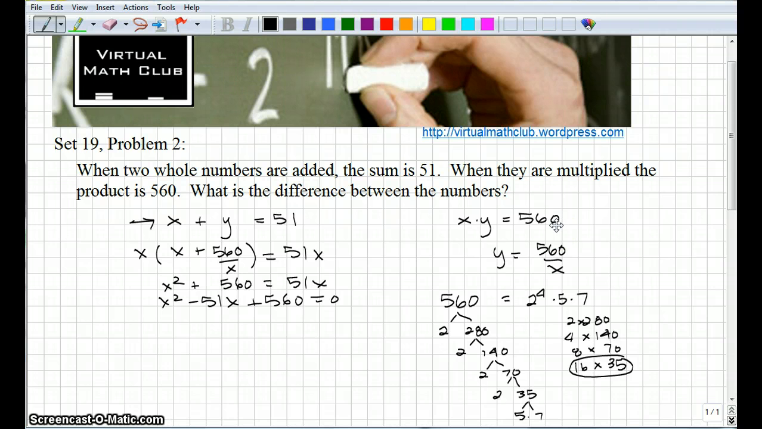So hey, those work. But don't forget, you've got to go back and read the question. They didn't ask you what the factors are. They asked you what is the difference between the numbers. So we have 35 and we have 16, so let's just subtract the two and we get 19. So this is the actual answer, 19, because if you read the problem, that's what they're asking for. So don't forget that. Always go back and read the problem when you think you're done, and make sure that you answered the question that they asked. There you go.